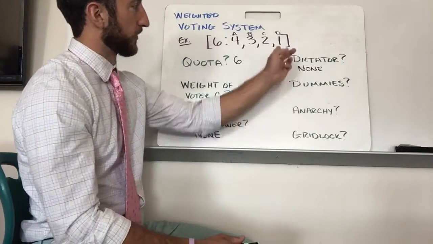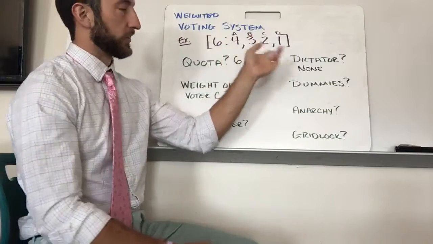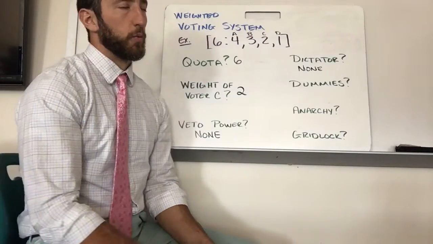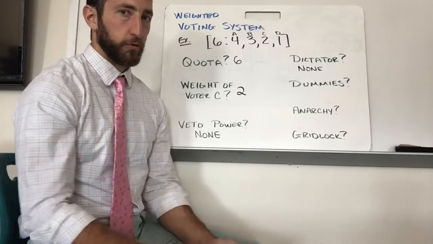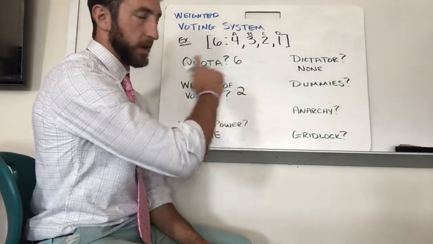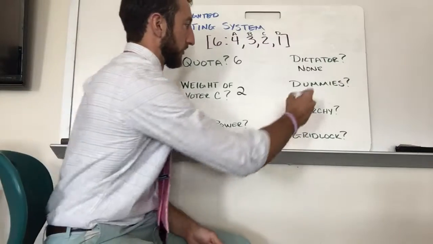But basically we want to look for the smallest one and think about, is there any coalition that they're in where they're not going to be a useful member, and there is none. And that'll be more obvious in the next round. So there's no dummies.